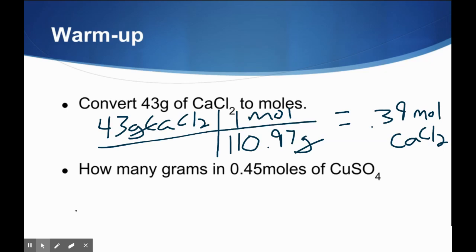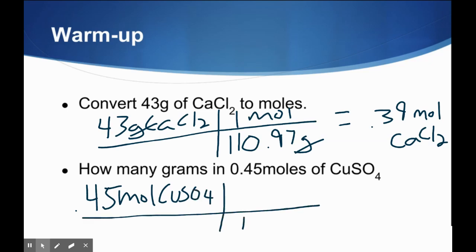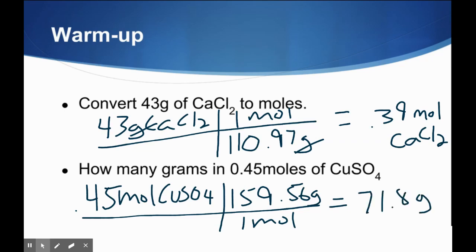When starting with moles, you start with your 0.45 moles of CuSO4. Put 1 mole on the bottom and your molar mass on the top, which is 159.56 grams. When you multiply that, you should get 71.8 grams of CuSO4. If you're struggling with this, you need to go back and review how to do this before you continue.